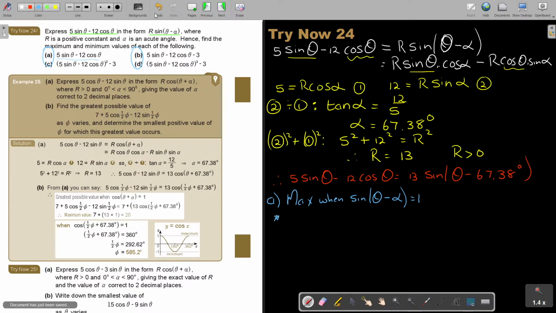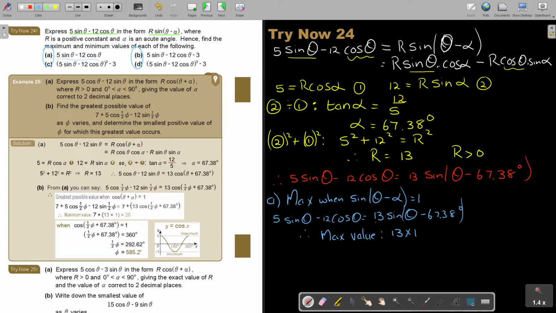5 sin theta minus 12 cos theta is equal to 13 sin(theta minus 67.38 degrees). This is the normal one. So remember that 13, that's 1. Therefore, I can say the max value is that 13 multiplied by that 1, and that will be 13. And I'm just going to underline it.